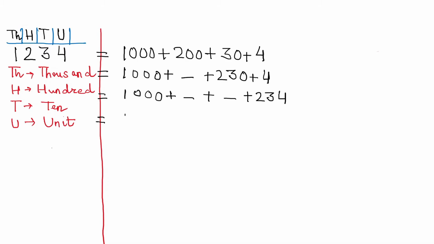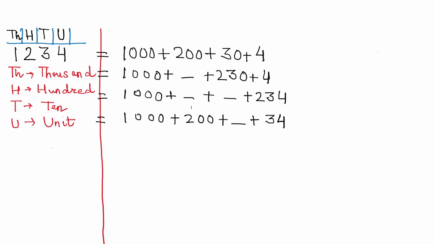I mean, can we say a 1000 plus a 23 cannot come here, but then I can say plus a 200 plus a dash plus a 34.